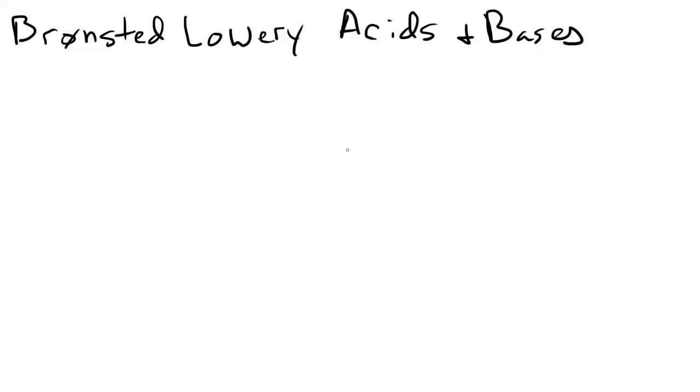So by the end of this video lecture, you should be able to look at the equation for a reaction and determine what in that reaction is an acid or a base according to the Bronsted-Lowry acid-base theory. So the way that this works is it's all based around protons. The Bronsted-Lowry theory is a theory about protons.